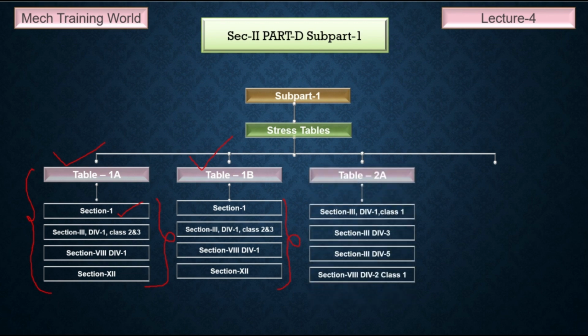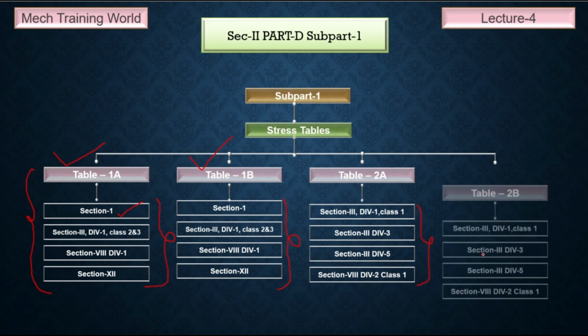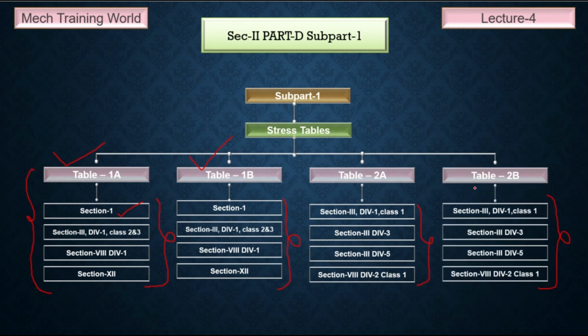Table 2A is applicable for these categories and Table 2B is applicable for these categories. A means ferrous, B means non-ferrous. What does Division 2 Class 1 mean? Division 2 Class 1 is applicable to Part 4, that is design by rule, which is about formulas only. So Class 1 deals with formulas, design by rule.